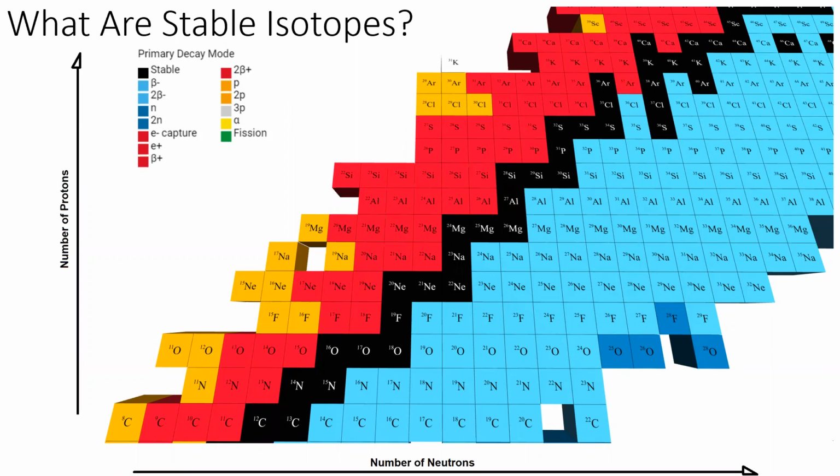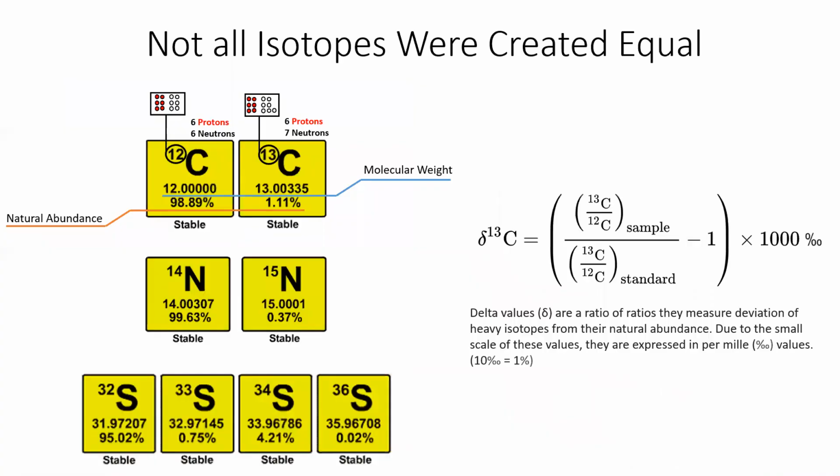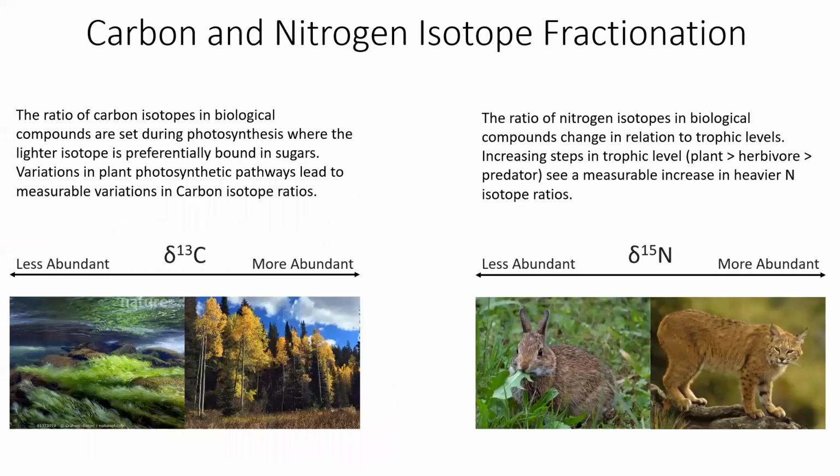Each isotope has a unique molecular weight which can subtly influence how it interacts with various chemical reactions. For each element, the lightest stable isotope containing equal numbers of neutrons and protons is the most abundant, with heavier isotopes being more rare. Natural abundance is a measure of the average amount of a given isotope across the planet. Stable isotope analysis relies on observed deviations of heavy stable isotopes from their natural abundance.